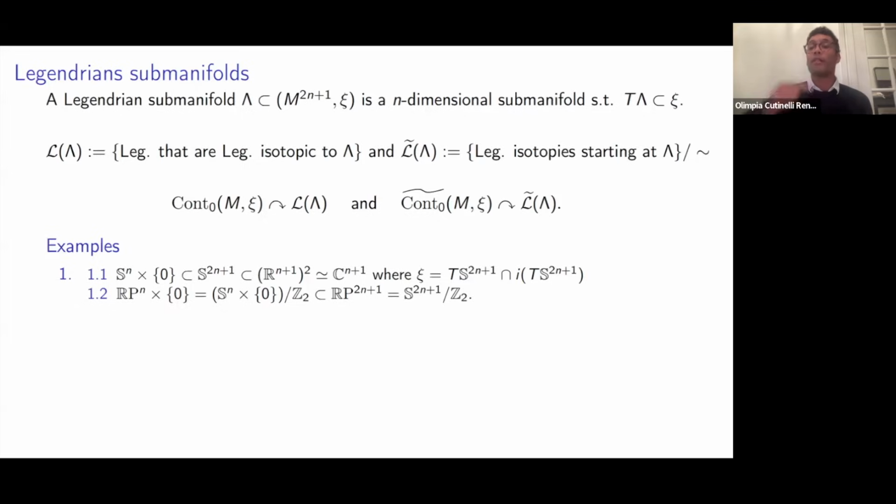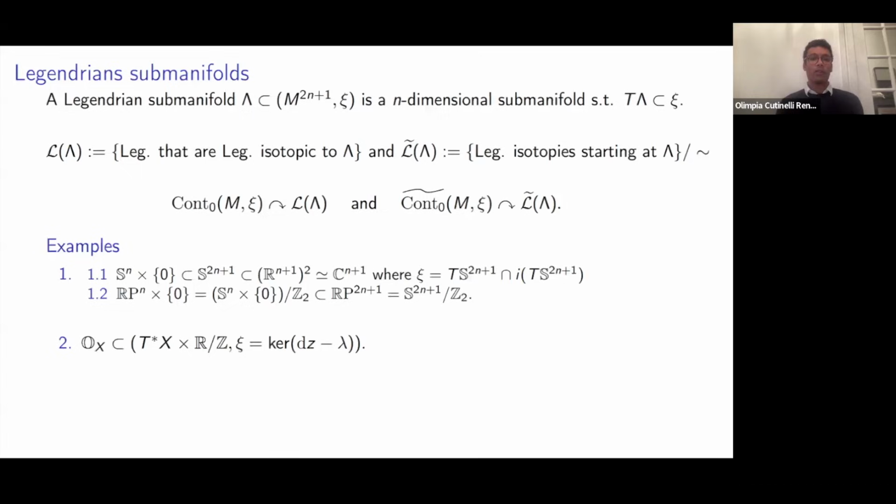And actually, you have an antipodal action on the sphere, given by plus minus. And this antipodal action preserves the contact distribution. So when you quotient the sphere by this antipodal action, you get the real projective space, and the contact distribution descends to the real projective space and endows it with a contact distribution. And the little sphere S^n also descends to this little RP^n, which will be a Legendrian inside RP^{2n+1}.